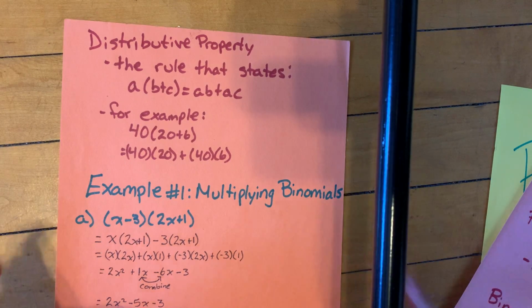We're going to be doing something called the distributive property. This is a rule that states that a times b plus c will become ab plus ac. For example, 40 times 20 plus 6 is 40 times 20 and then 40 times 6. Then you would multiply and add together as necessary.